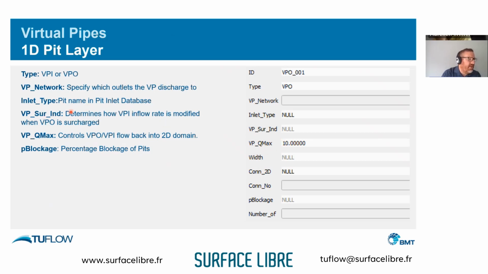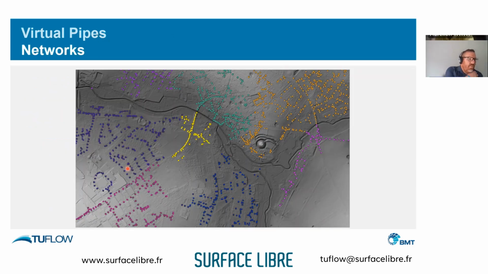We can then say, okay, if our VPO is surcharged, where does the water go? We can specify a virtual pipe surcharge index, so we might go for certain pipes before others. It's a bit more complex. And we can also apply blockages to pits as well. So if we do have knowledge, or if we want to do some sensitivity, we can set up blockage associated with those. And we can do those with the standard inlets as well. What we can do as well is specify different networks.